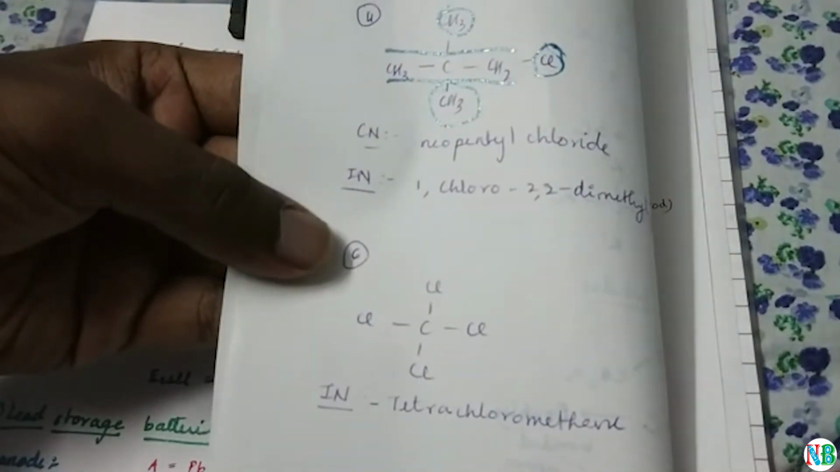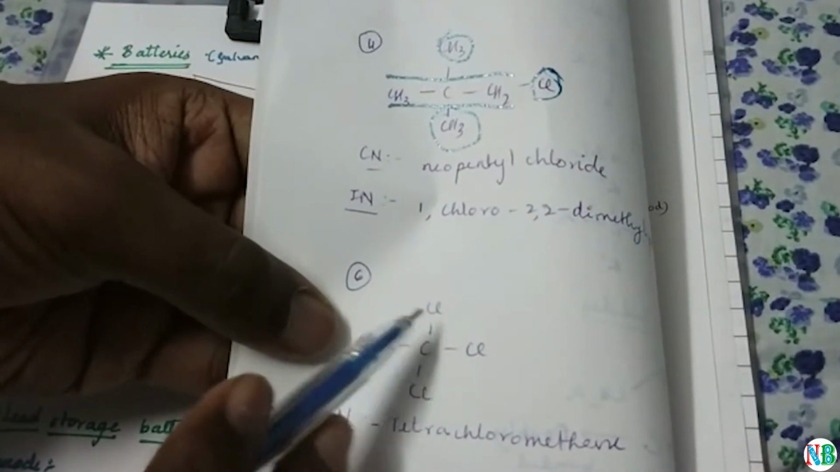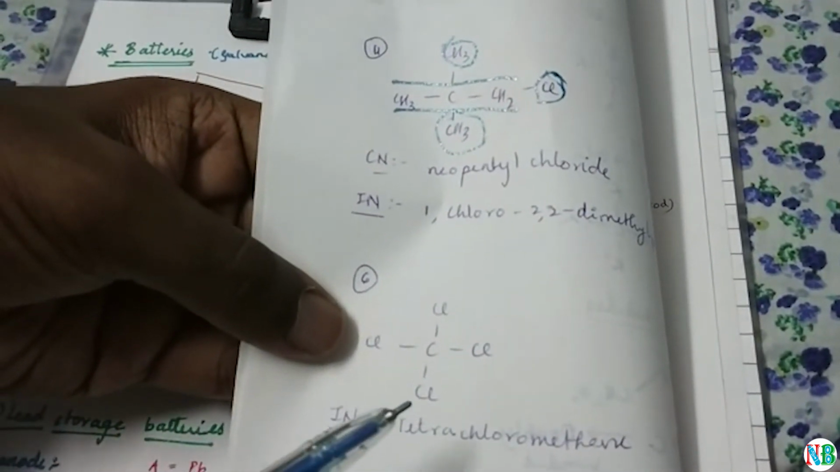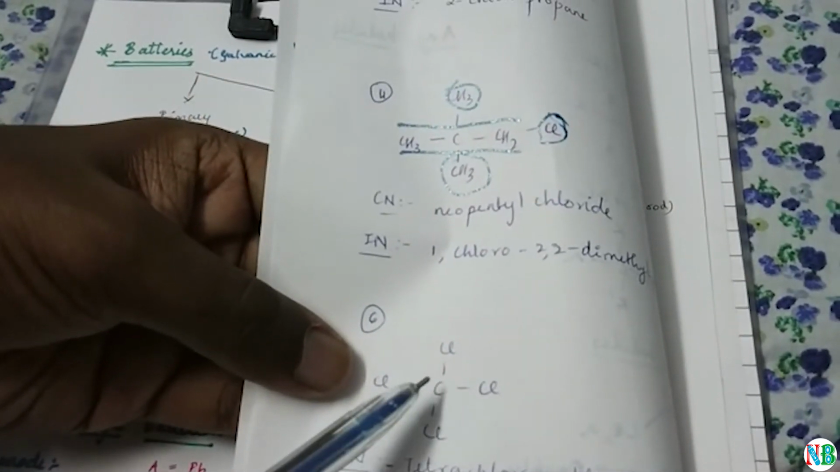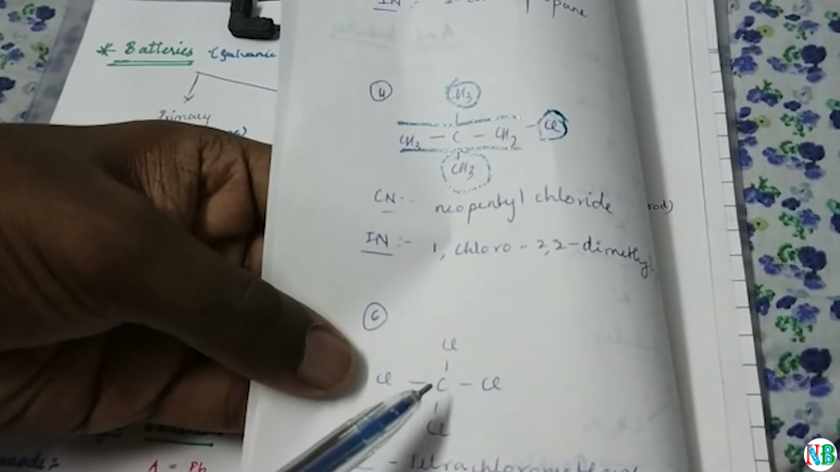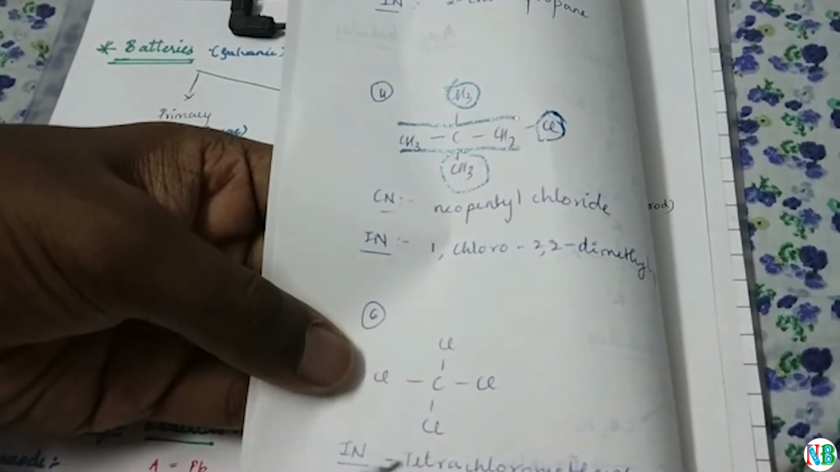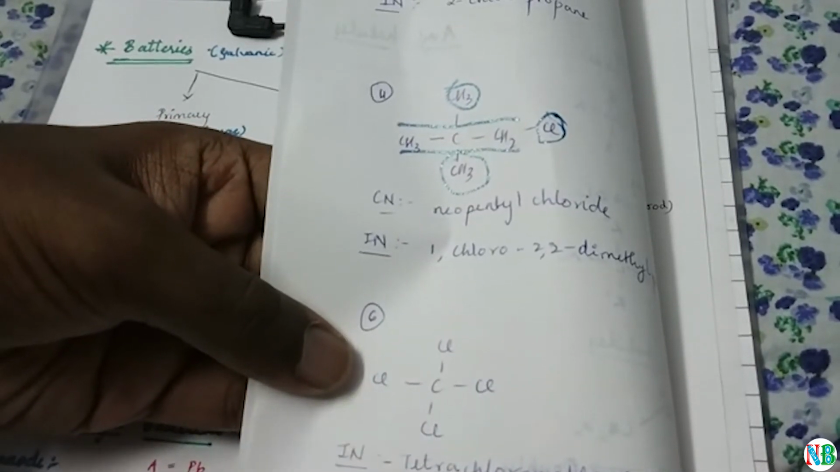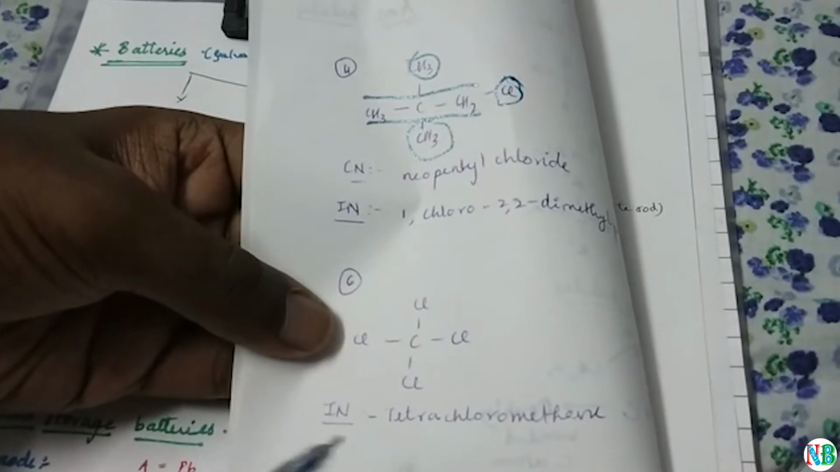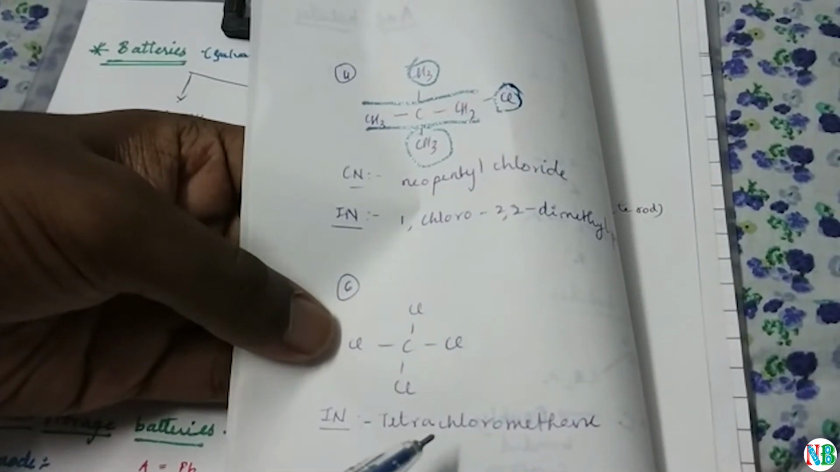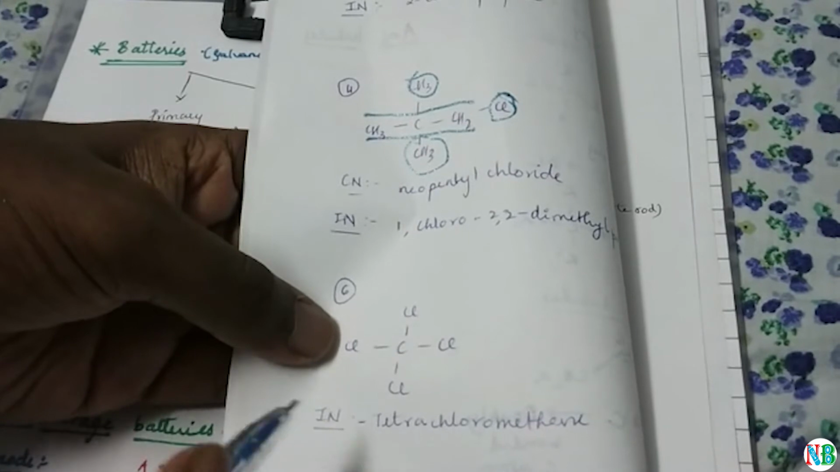So here now if I have 1 carbon and 4 chlorines. There is no longest chain, there is only 1 carbon, so I know that the name will be methane, but I have 4 chlorines, so it will be tetrachloromethane. Tetra stands for 4 chlorines, so tetrachloromethane.